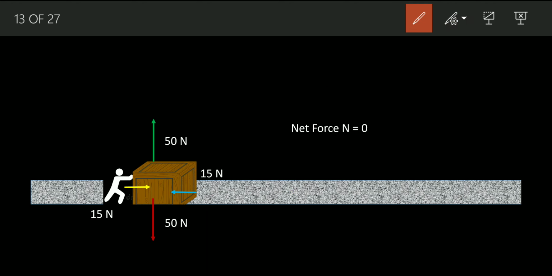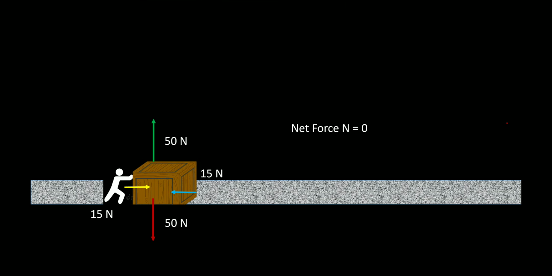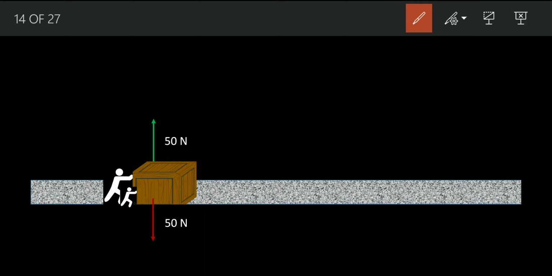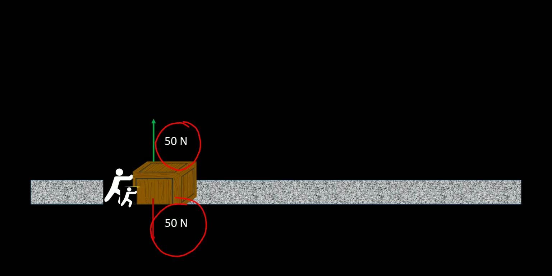Now see what you did, you just brought someone to help. Now 50 Newton gravity is still acting, 50 Newton normal force is acting, and 15 Newton you are applying as force, 15 Newton friction is working. Now you have an additional 3 Newton force.